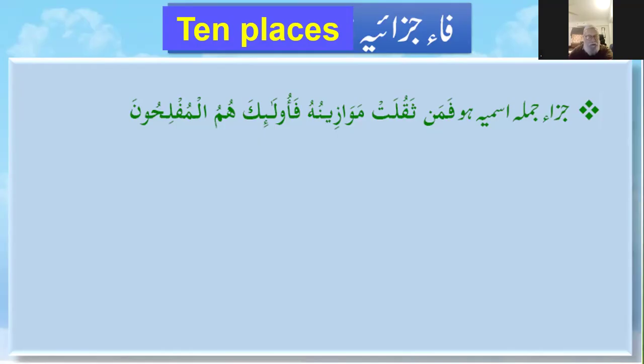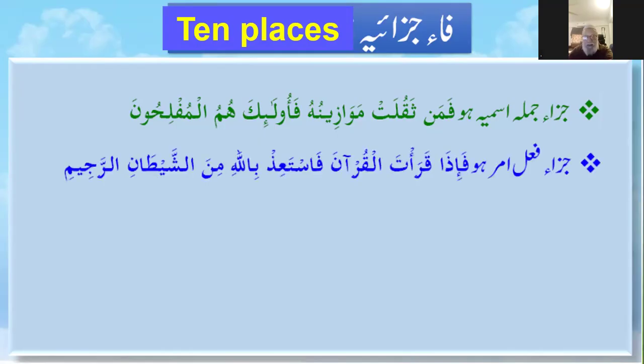So fa is mandatory. Secondly, when jaza is fi'l amr, just like فَإِذَا قَرَأْتَ الْقُرْآنَ فَاسْتَعِذْ بِاللَّهِ مِنَ الشَّيْطَانِ. Fa is coming. Ista'idh billahi means ask or say. Billahi min ash-shaitan means you ask for protection from Allah against the shaitan. So here it is fi'l amr coming as a jumla jawab shart. So this jawab shart needs a fa.